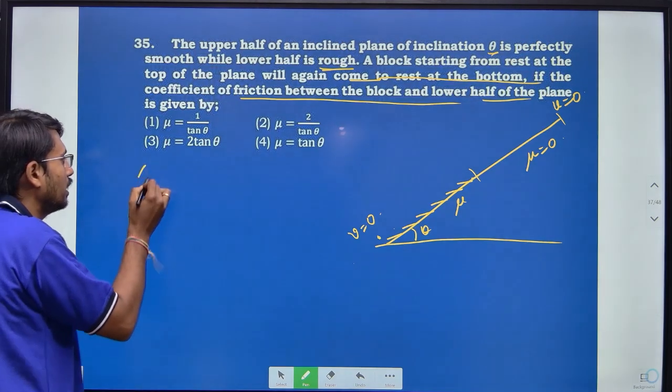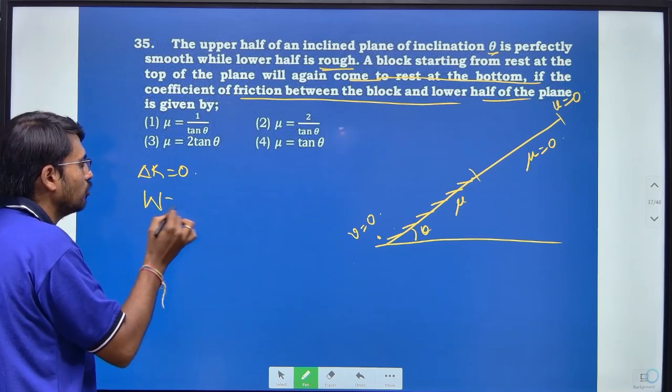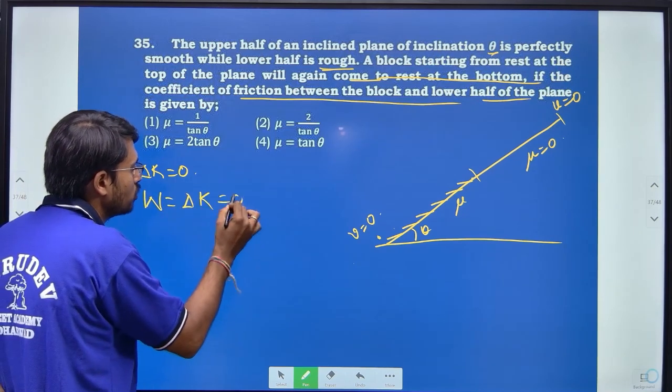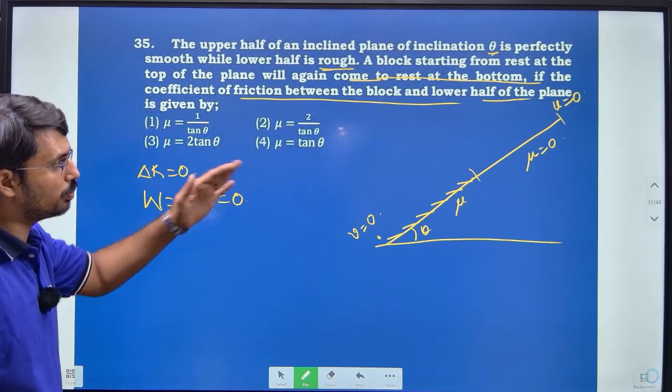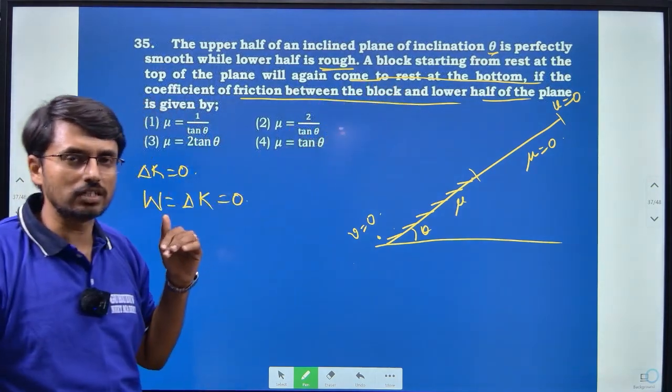So here we can take delta K equals 0. From the work energy theorem, work done equals the change in kinetic energy, so that is equal to 0. But in this particular case, there are two forces acting whenever it is moving in a downward direction. So one is what?